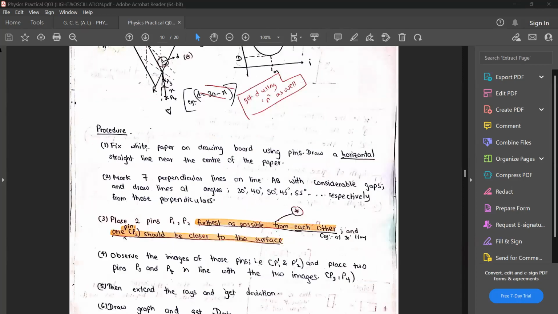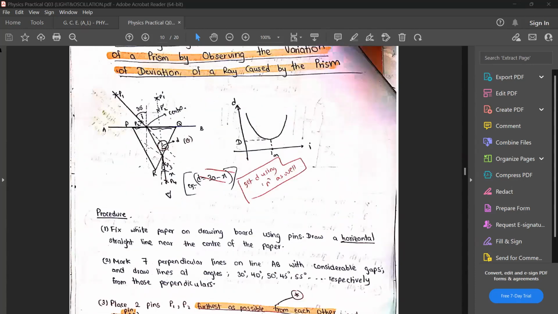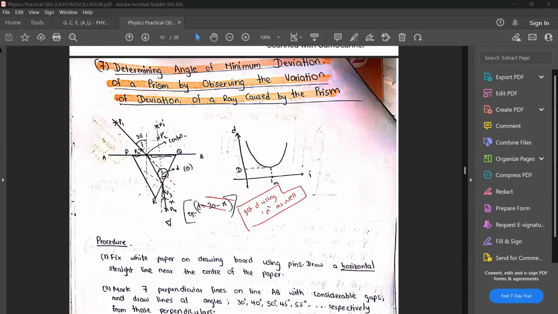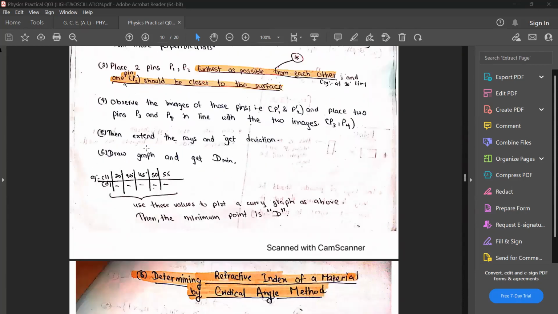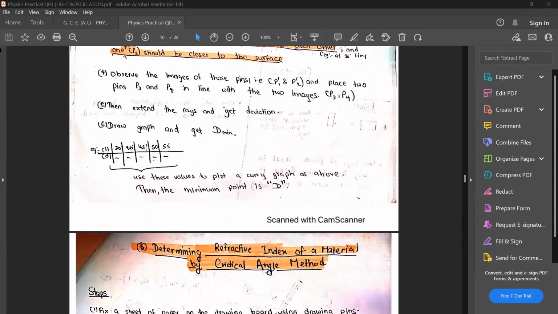So this is the procedure. You can read it, it's the same thing. The practical is simply showing that we can calculate the angle of minimum deviation using this technique. That's it. There are no other important points to discuss in this practical. You should remember these points and the way of doing the practical.